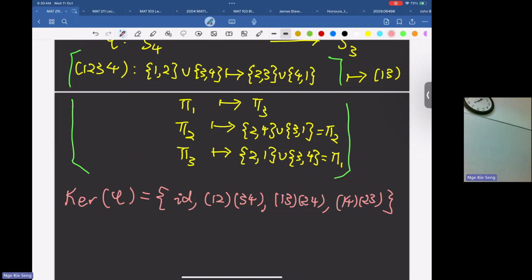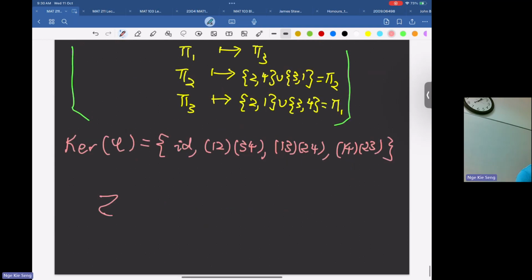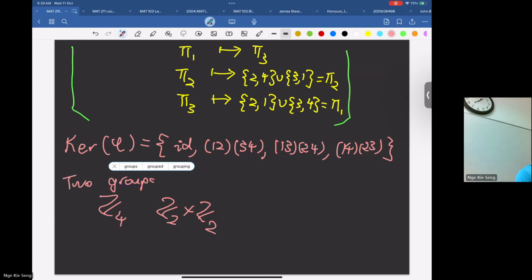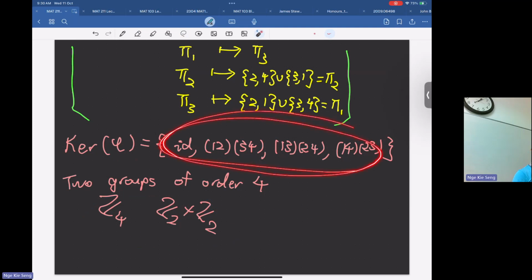There are only 2 groups of order 4. One of them is Z4, the other one is Z2 cross Z2. These are the only 2 groups of order 4. So out of these 2, which one do you think this kernel of phi looks closer or looks similar to?